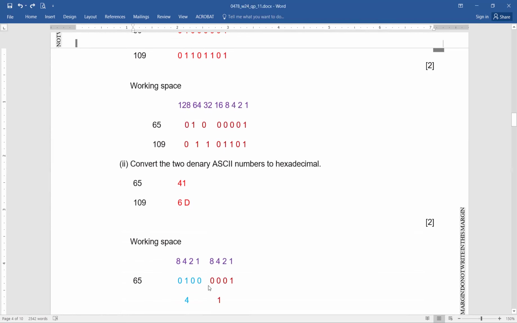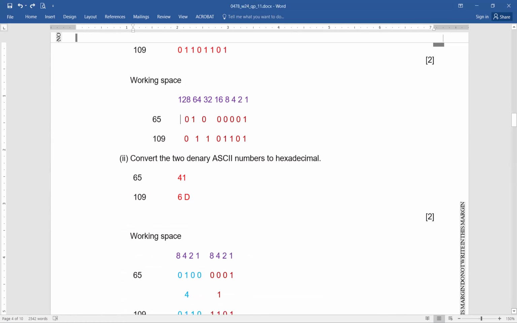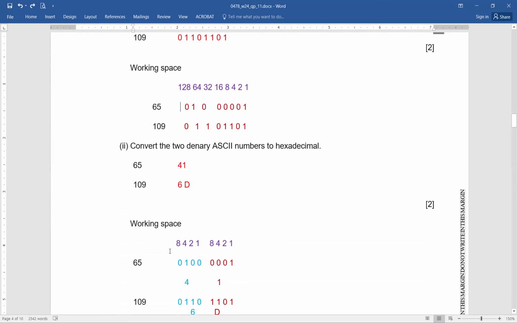You can see 0100 and 0001. That is for 65. And you can recall 1248, 1248 written. You can see it's representing 4, and this is representing 1. So we found 41. And the answer for 65 in denary is 41 in hexadecimal.